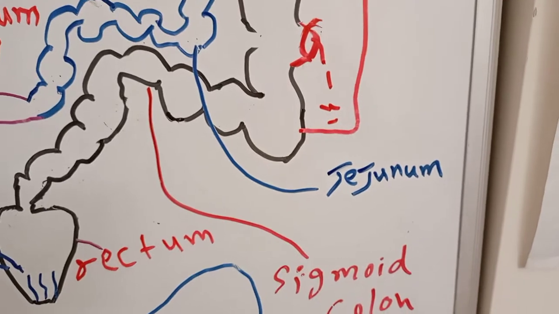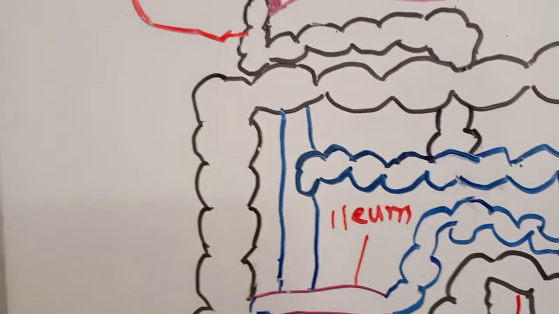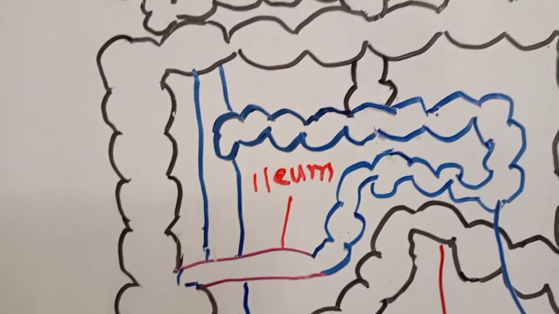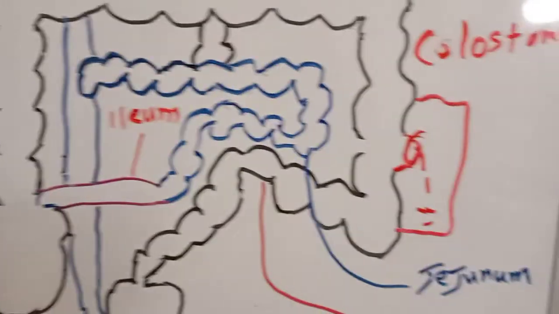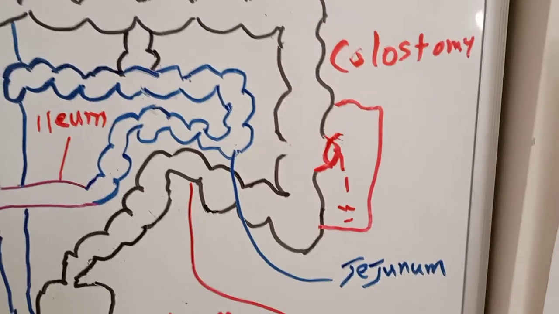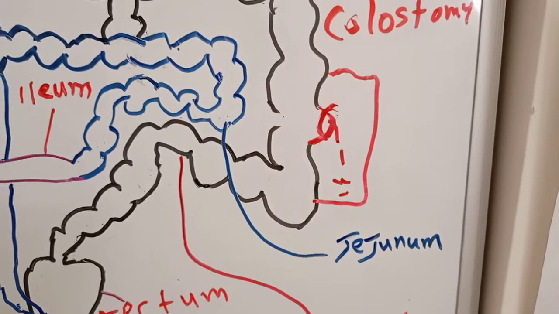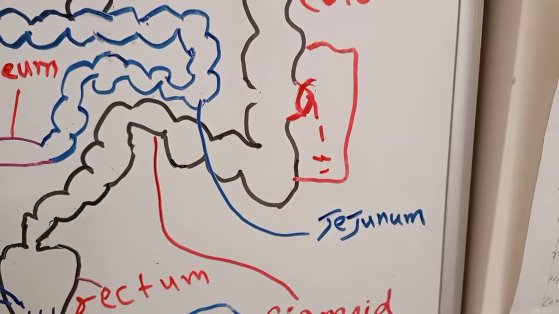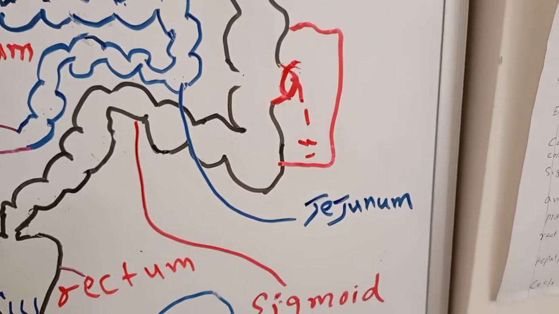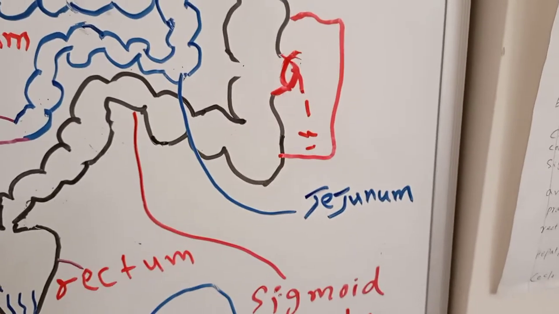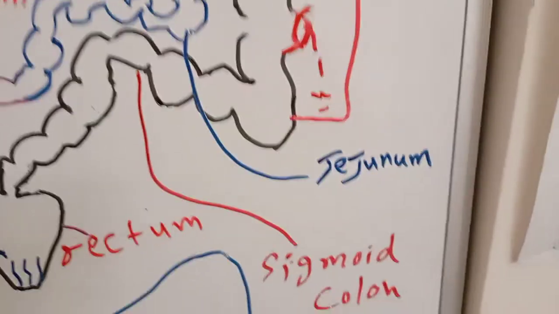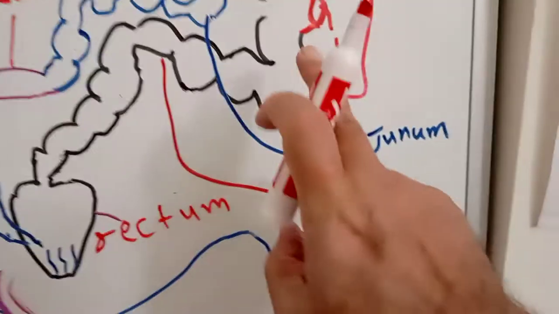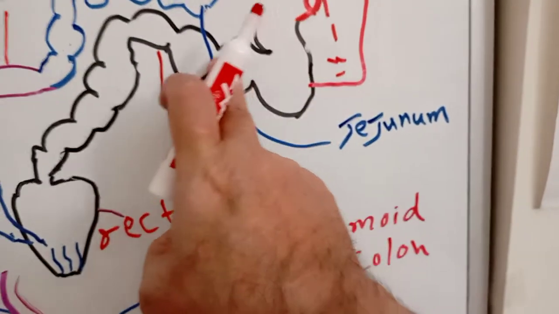Colostomy. Col and stomy. Colostomy. Surgical opening between the organ inside and the body outside. And we attach a bag, colostomy bag. Feces come here. They are not going this route. Feces are not going here.